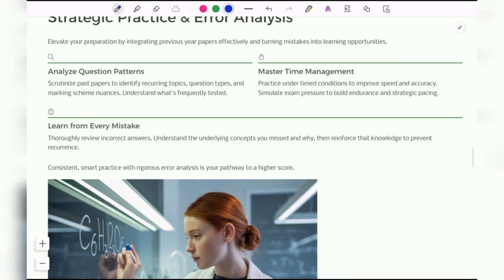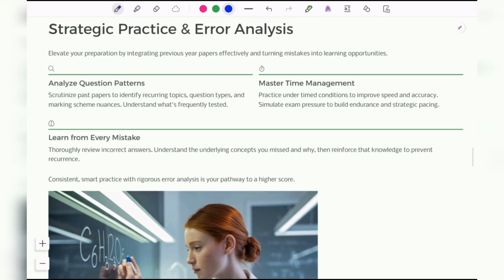Then we come to practice and error analysis. Once exams are held, you can understand that you have made some mistakes in the question paper, so you have to turn mistakes into learning opportunities. It should not happen that if you've lost marks in a particular question, you just do not see it. You have to go to that particular question and try to understand what went wrong and why your marks have been deducted or lost, and try to improve.